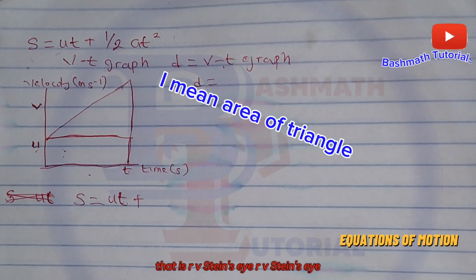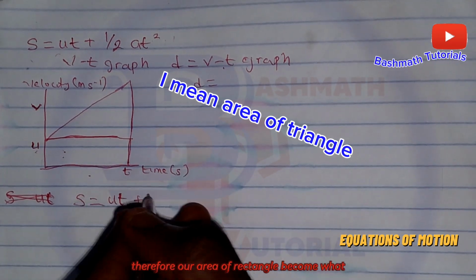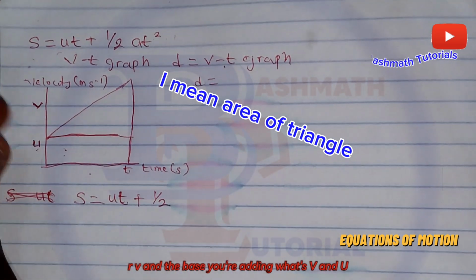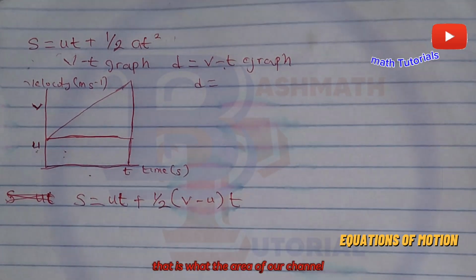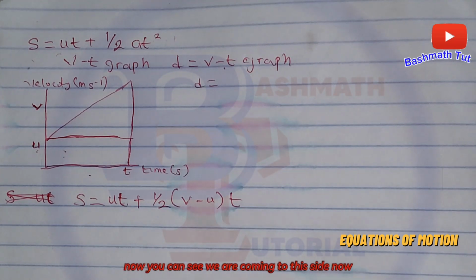That is half base times height. Therefore, our area of a triangle will become half, and the base we have is v and u, so it will become half (v minus u) t. That is the area of a triangle. I hope you are getting it as we derive it. You can see we are coming to this side now.